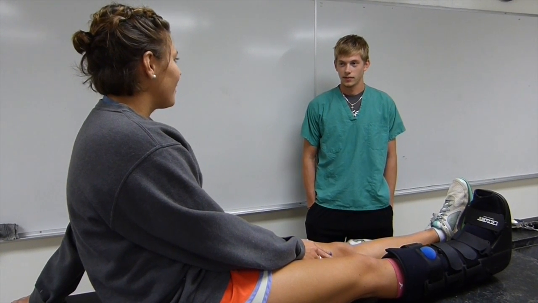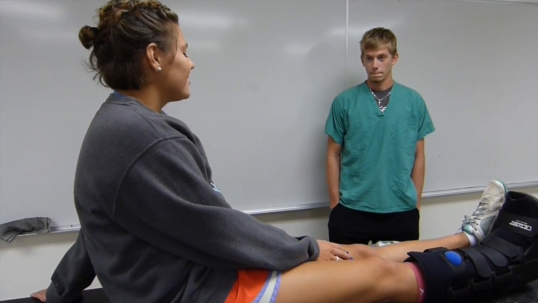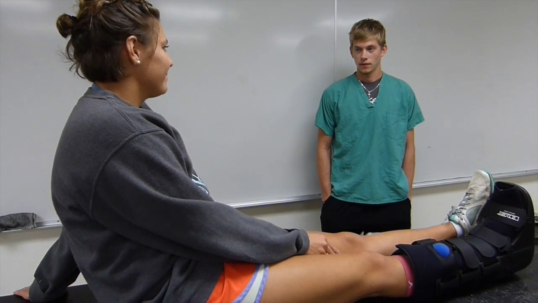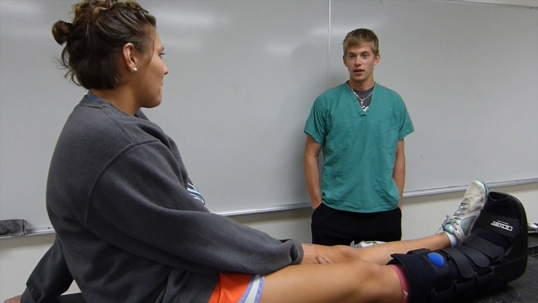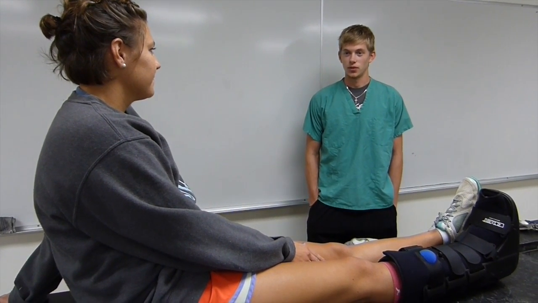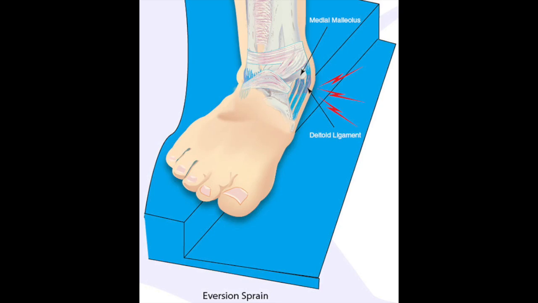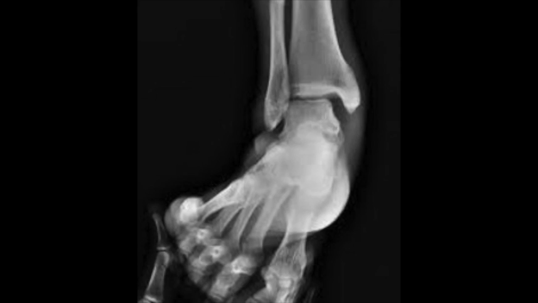I was playing basketball and I rolled my ankle on the inside and it started swelling and I'm in a lot of pain. It sounds like you have a deltoid ligament sprain, which is also known as an ankle eversion sprain. This sprain usually happens on the inside of the ankle, therefore it is extremely rare because just think of how hard it is to roll your ankle to the inside.